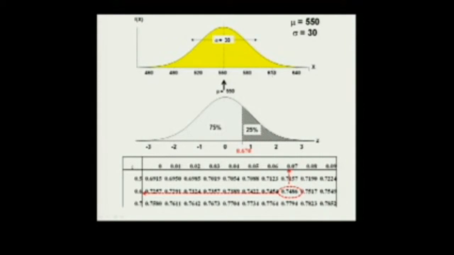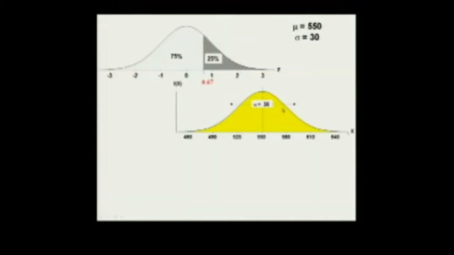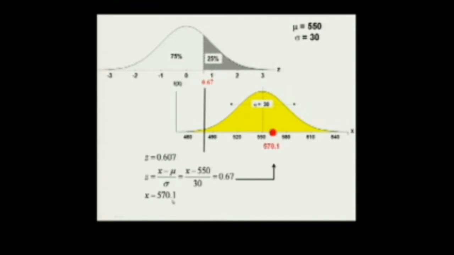Now that doesn't finish the problem, because we still need to take that z value and convert it back to an actual score. And the way we do that is by using the z formula. What we have here is z equal 0.67. Now z is equal to x minus mu divided by sigma. So x minus mu divided by 30 equals 0.67, and by solving this simple equation we can get the x value of 570.1. What does that mean? It means this institute, taking the top 25%, will have to take any score at 570 or more in order to satisfy their acceptance criteria.